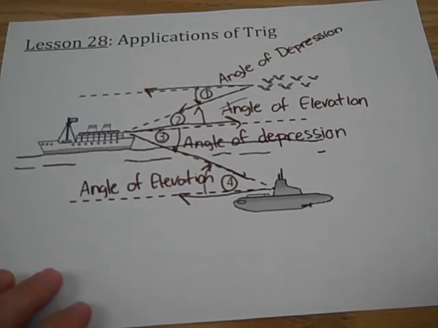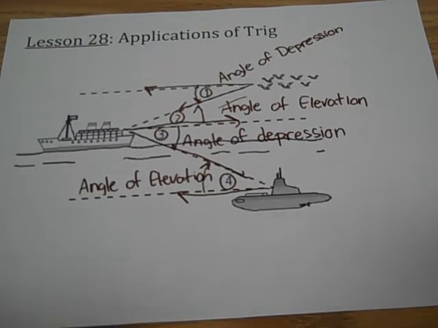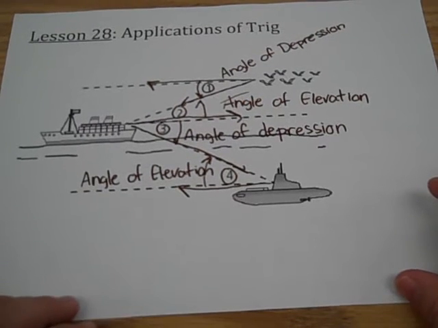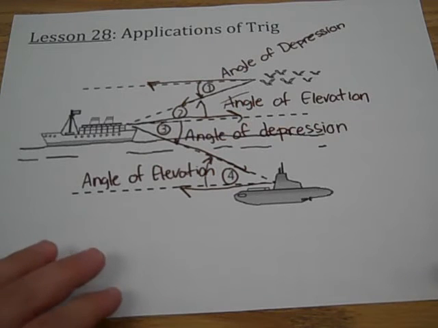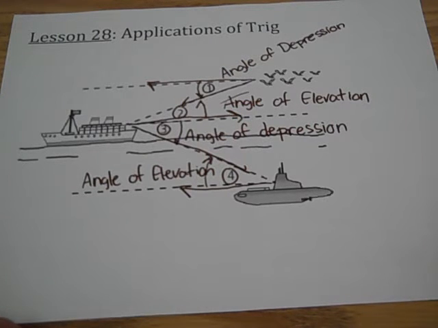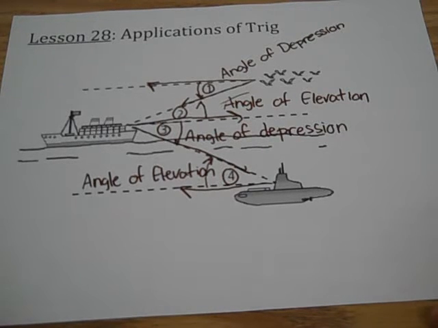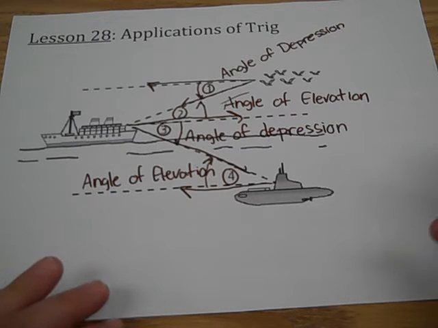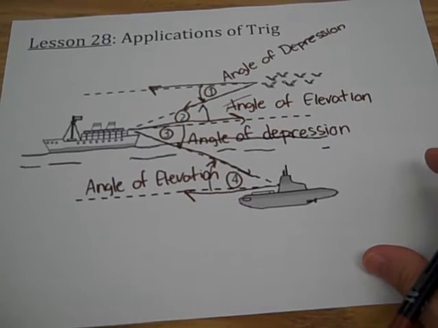So elevation means you're starting from looking straight out and then you look up and make an angle. Depression means you're looking straight out and then you move your eyes down to make an angle. These vocabulary words are important because we're going to need to draw some pictures, and then we're going to use what we used in the last couple lessons to find missing angle measures or missing lengths.